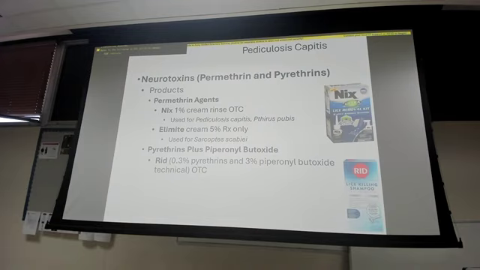So first we have the permethrin agents. You have Nix and Elimite. The way you remember Nix is you're going to use Nix to nix the lice in children that are over 2 months old. Then you have Elimite, which is going to be used to treat Sarcoptes scabiei, which is caused by mites. So you're going to use Elimite to eliminate mites. The next kind of neurotoxin is the pyrethrins with piperonyl butoxide. And you're going to use these in kids that are over 2 years old.